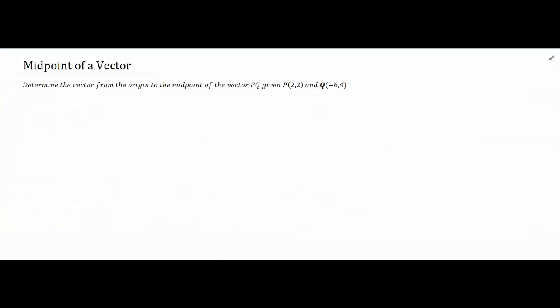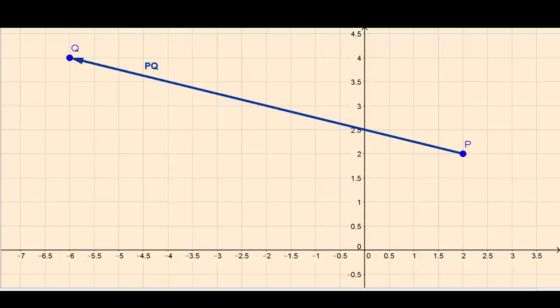In this problem, I need to determine the vector from the origin to the midpoint of the vector PQ given the points P and Q. So again, I'll graph my points P and Q and then look at the vector from P to Q. Then I need to find the midpoint of that vector, we'll call it M, and the resultant from the origin to that point will be my answer. So the vector from the origin to the midpoint of the vector PQ.